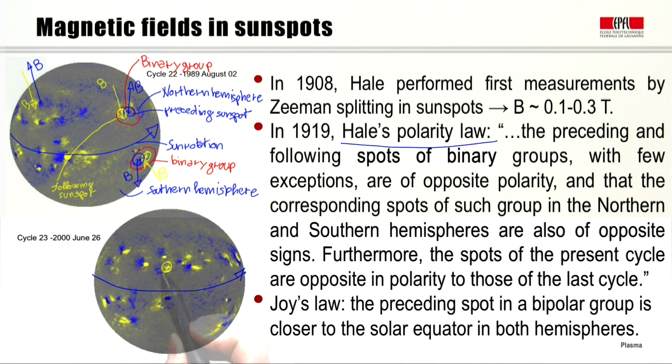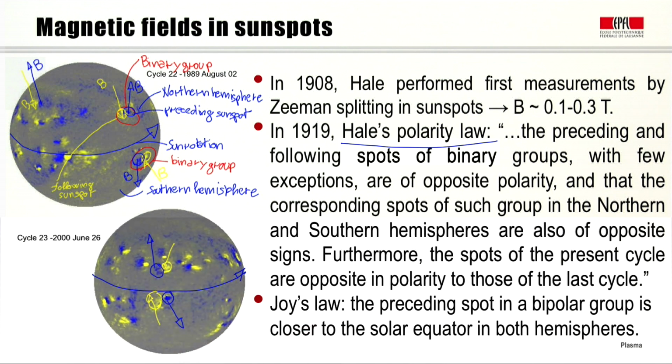The polarity of the sunspot is now reversed with respect to the previous cycle, in the sense that in the northern hemisphere, now the preceding sunspot has a magnetic field that points inward, while in the southern hemisphere, the preceding sunspot has a magnetic field that points outwards.